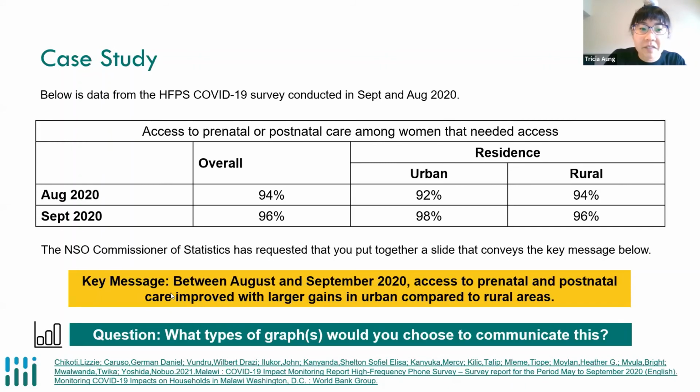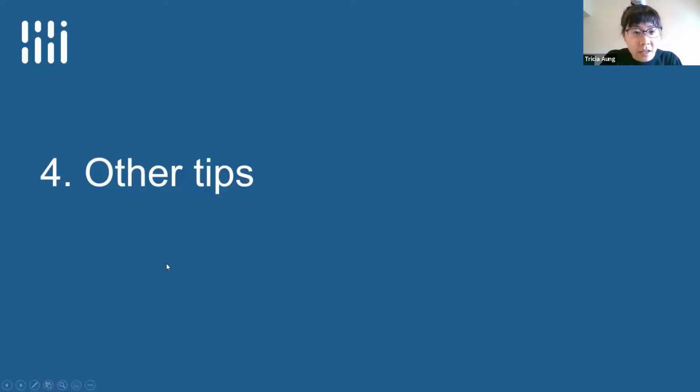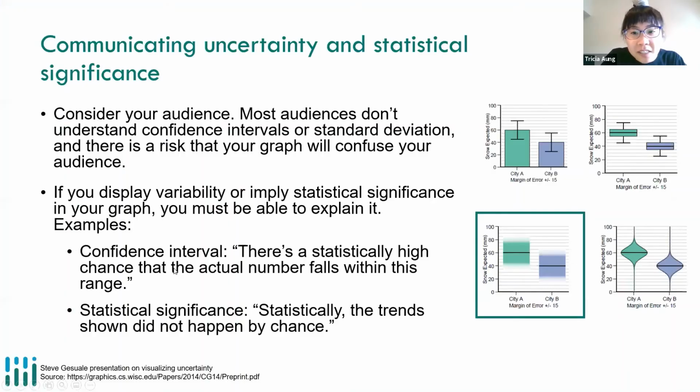So in terms of the final bits of the session, I have a whole catch-all of different tips to consider when you are creating your graphs. And the first thing I want to address is confidence intervals. I think coming from an academic environment, it's quite natural to think about wanting to convey confidence intervals. But one thing to consider is your audience might not understand confidence intervals or statistical significance. So it's something to consider during the actual dissemination, and also how do you visualize it?